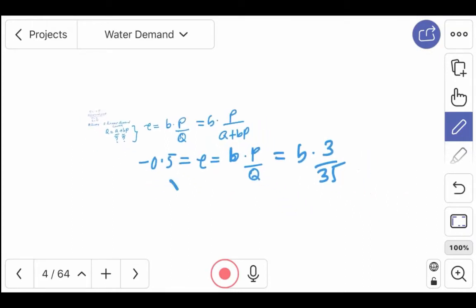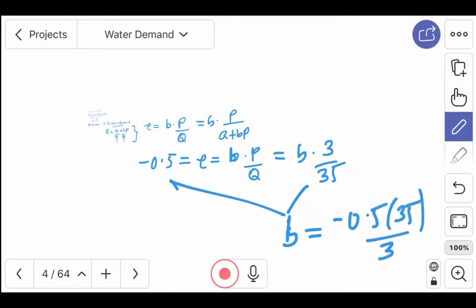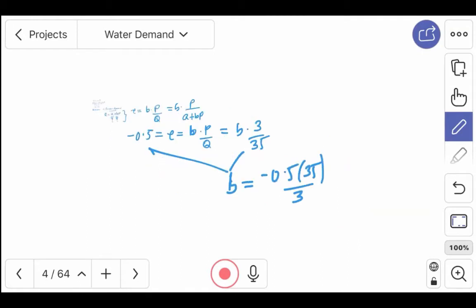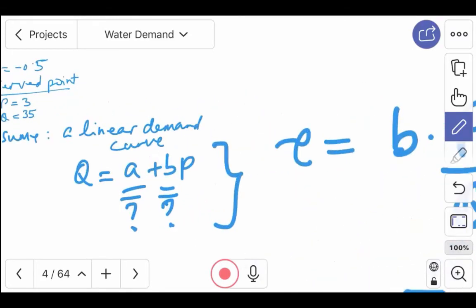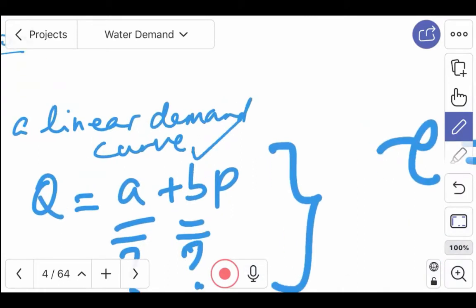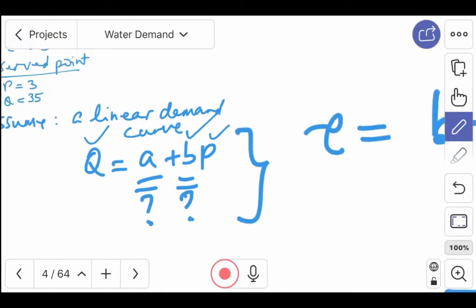Well, if I combine these two things, I just know that B is minus 0.5 times 35 over 3. And that means my B value should be minus 5.833, I believe, right? That's what it's going to be. I am closer to finding the demand curve because now I have the B value, but I need to find A. Well, A is simple because now I know B, I have observation for P and also Q, so I can work out what A is.